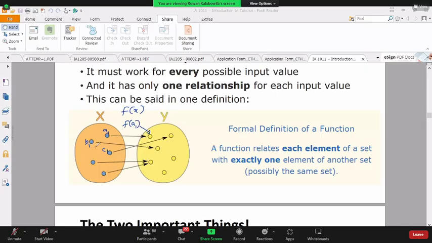Each element in this domain, we call this the domain of the function, has an exact output. So the relationship is satisfied one to one, and we call f(x) a function. On the right hand side we call this set the codomain.